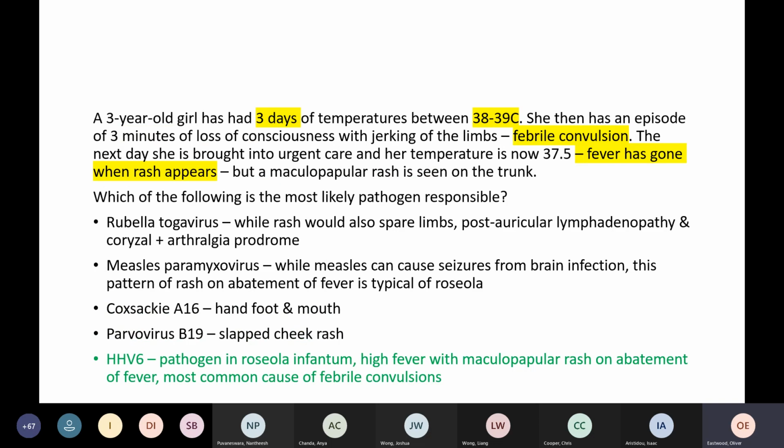So there are two key parts of this. Number one is that roseola is the most common cause of febrile seizures, which is what's going on here. And 3 to 5 days of high fever, which then subsides when the rash appears, is the real presentation of roseola to recognize.